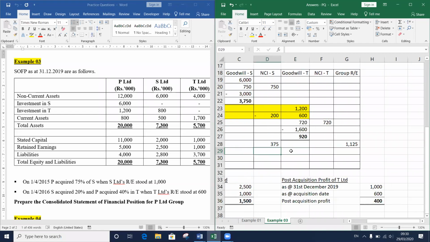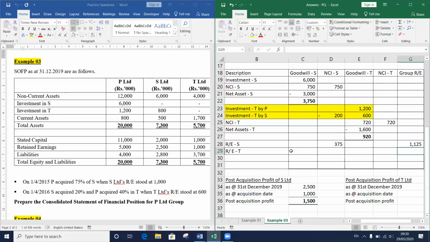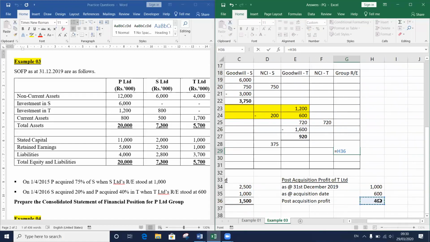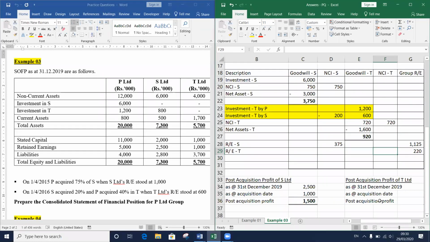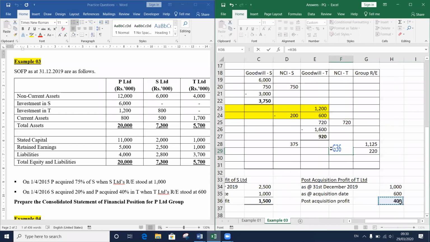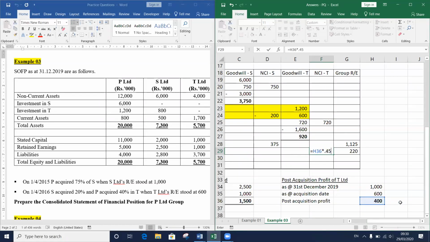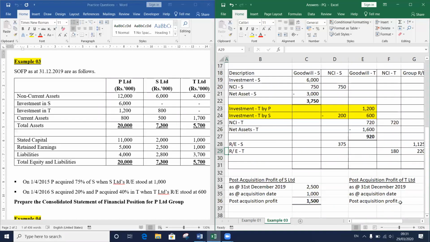ඔය 400 වලින් what is our effective holding percentage? අපි කීයක් control කරන්න පුළුවන්ද? අපි නැත්නම් අපි කීයක් accounts තියාගන්න පුළුවන්ද? 55%. That is 220. Rest of the 45% should be in which column? NCI of T. Right? Out of this 400, 45% belongs to NCI of T. Right.